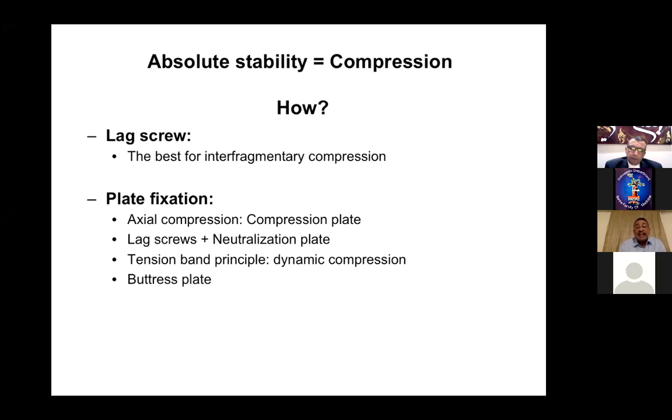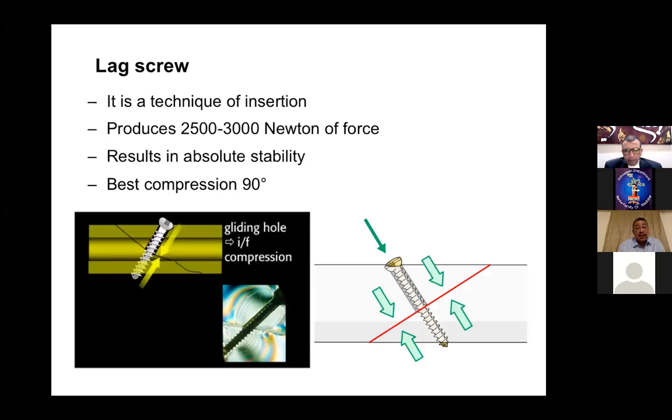We have the plate as a neutralization plate added to leg screws. We have what is called the tension band principle, or the dynamic compression, using the plate as a tension band plate. And lastly, we have the buttress plate across metaphyseal fracture. All these will function as compression plates. The leg screw, we all know, it is a technique of insertion, and it results in absolute stability. The best compression will be achieved if you have your leg screw perpendicular to the fracture plane.